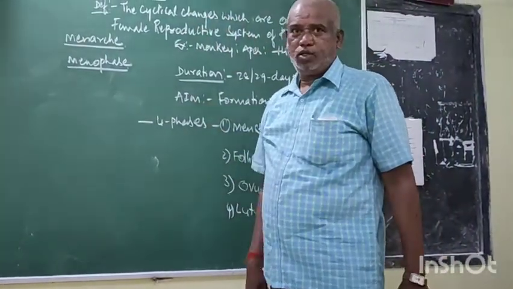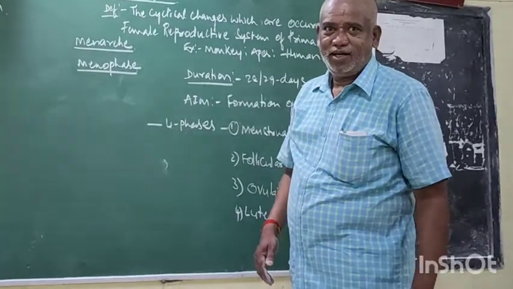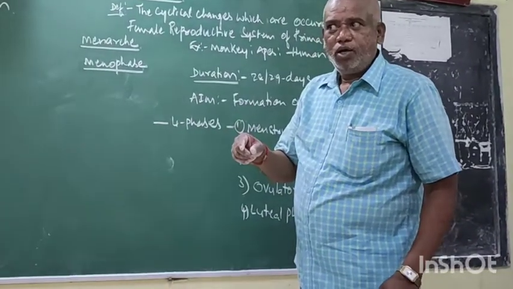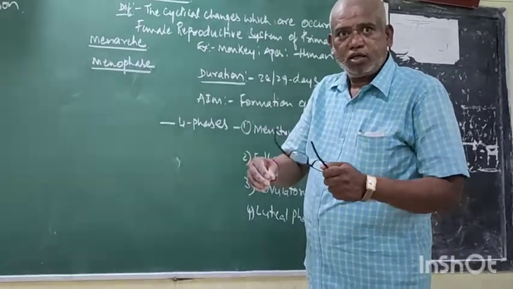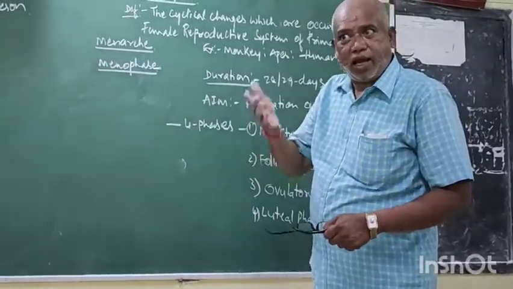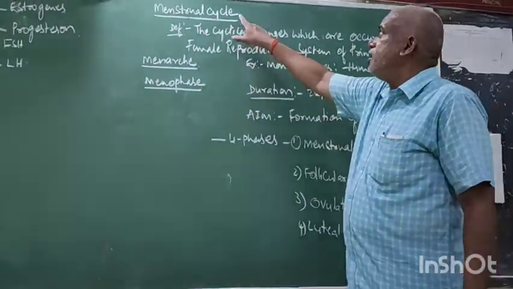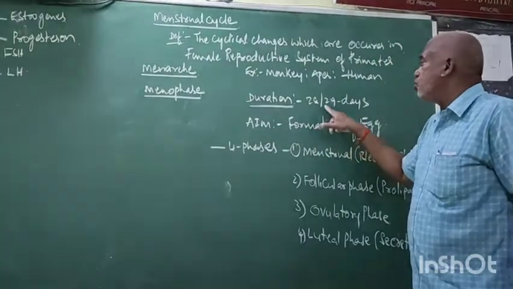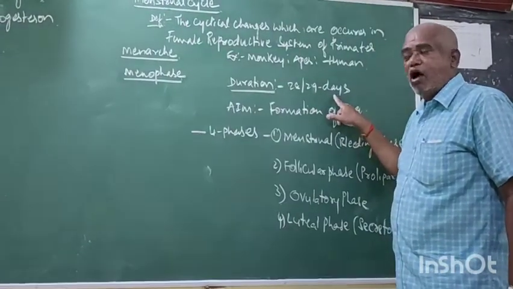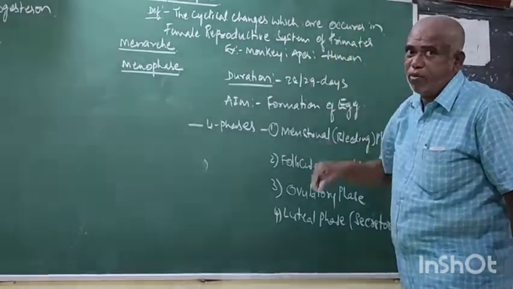Cycle means events which occur repeatedly. Cycle means some events which occur cyclically. After that, the cycle will be repeated again. Similarly, each menstrual cycle duration is 28 to 29 days. After 29 days, another menstrual cycle will be active.